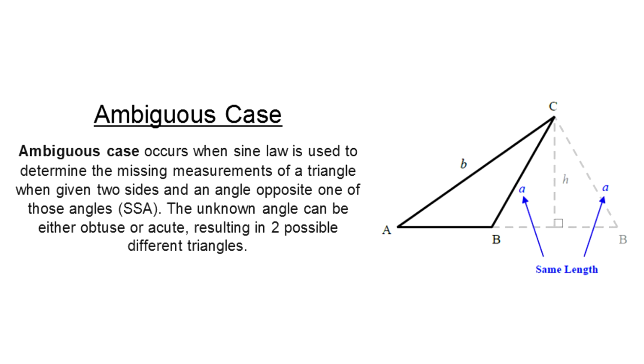Ambiguous case. Ambiguous case occurs when sine law is used to determine the missing measurements of a triangle when given two sides and an angle opposite to one of those sides. The unknown angle can be either obtuse or acute, resulting in two possible different triangles.